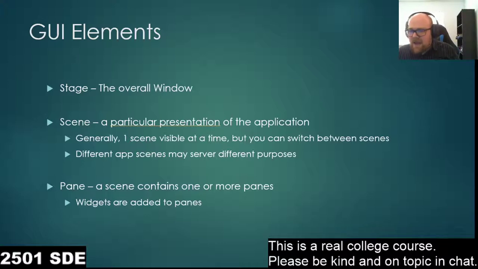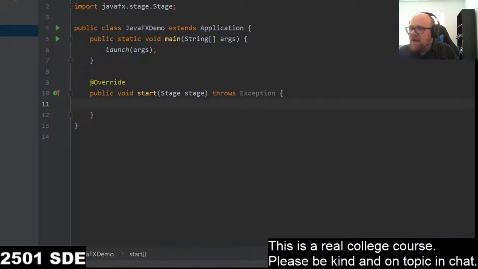So going back to this, we now already have defined this thing called stage. And this is the method I inherited. By the way, you don't actually need this throws exception. I don't know why it puts it there for you. It doesn't force you to have it. You can delete it. But for now, this is our starting point.